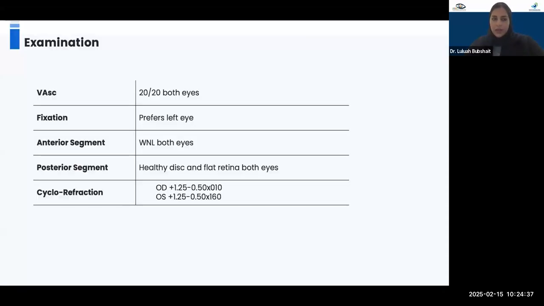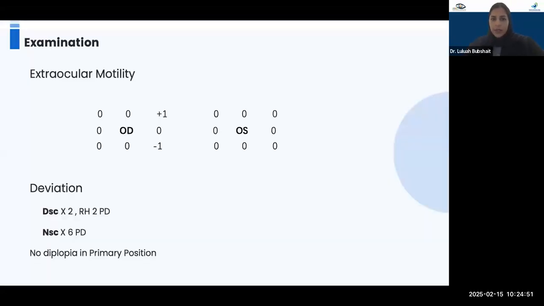On our examination at the first visit, the visual acuity was 20/20 in both eyes. She prefers fixation with the left eye. Anterior and posterior segments were normal, and the cycloplegic refraction showed mild hyperopia. For our orthoptic examination, I'll start with the extraocular motility. As you can see here, the right eye had a very mild inferior oblique overaction and superior oblique underaction. The left eye was normal.